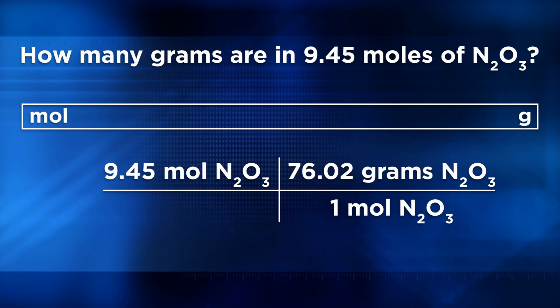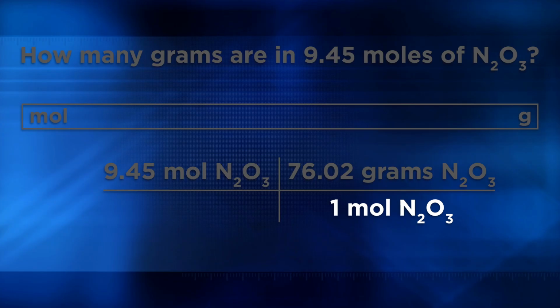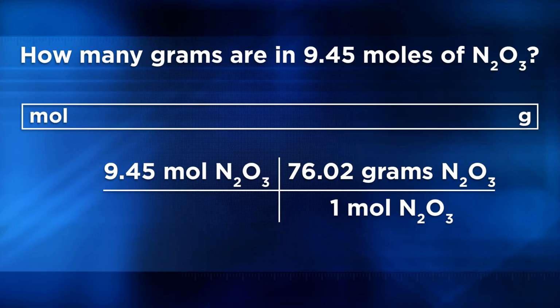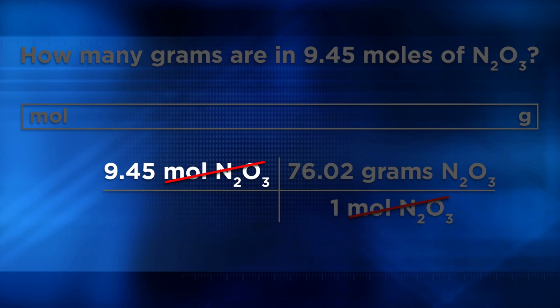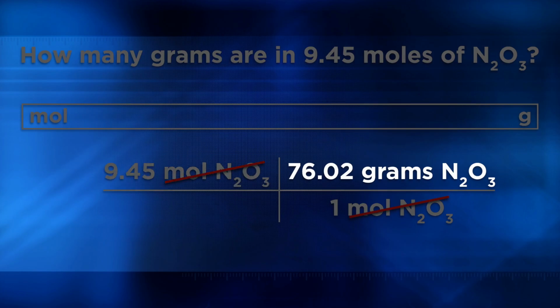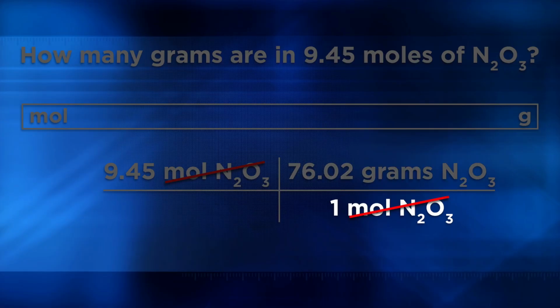Yeah, so we just need to put 1 mole of dinitrogen trioxide in the denominator and 76.02 grams in the numerator. Then we can cancel out the units of mole N2O3. And we're left with grams of N2O3. Then we need to multiply everything in the numerator. That's 9.45 times 76.02. Then we divide that by the product of everything in the denominator, which is just 1.